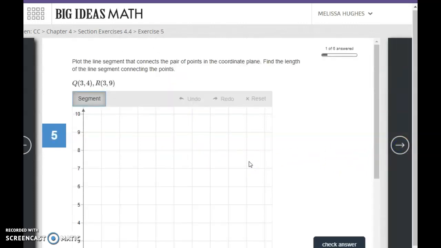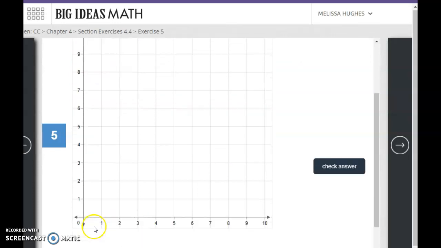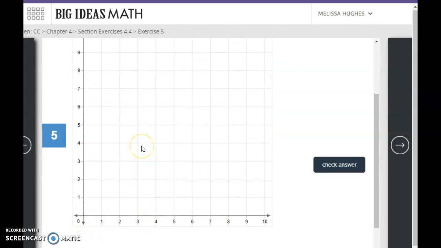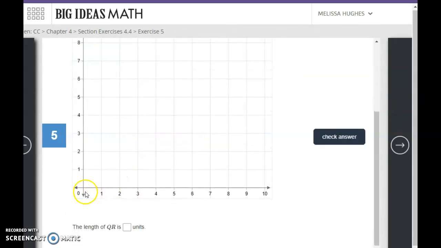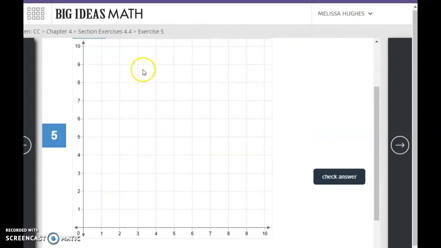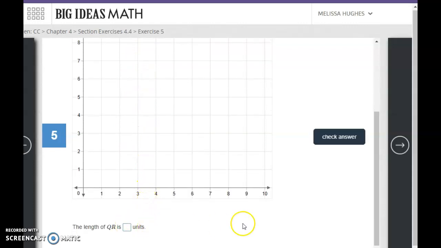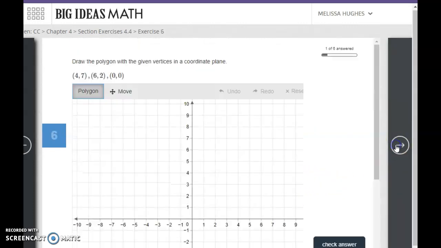Question number 5, I have to plot the point 3, 4. So I go over 3, up 4, and then I would plot 3, 9, which means I go over 3 and then up 9. Make a line segment connecting those points and then find the distance between those 2 points.